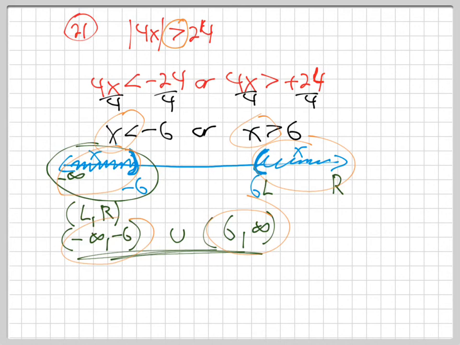That makes sense there? Questions on that one? So it's a world apart, right? How you handle absolute value less or greater. All right, I'm going to move on to 22. Let's try that one.